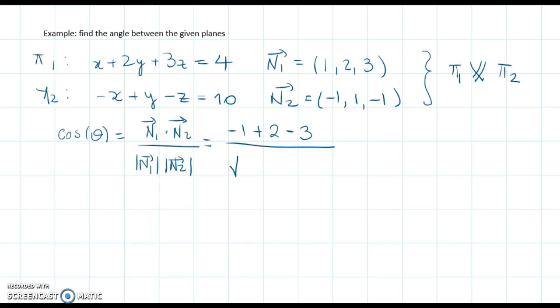In the denominator, we are going to need the magnitude of the first vector, that's going to be the square root of 1 squared plus 2 squared plus 3 squared, so that's square root of 14, times the square root of 1 squared plus 1 squared plus 1 squared, so square root of 3. So this is minus 2 over square root of 14 times square root of 3.